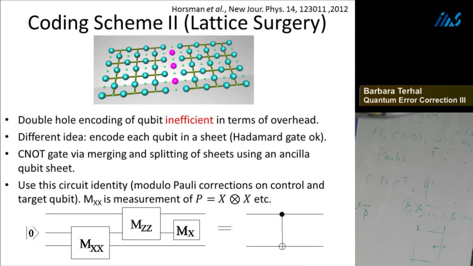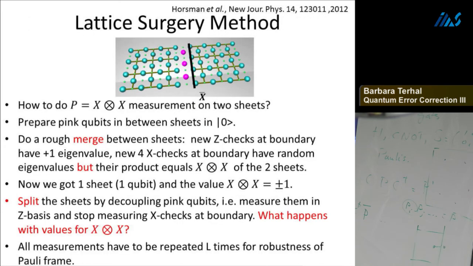So in order to do a controlled NOT gate, if I can show you how to do these two measurements, then I'd be fine. Because I think I already sort of argued that on a single sheet, one can do a measurement in the X basis. And so these are the ones that we have to do. And the way we do that is by lattice surgery, by merging these two sheets temporarily. And so that again can be viewed as a code deformation.